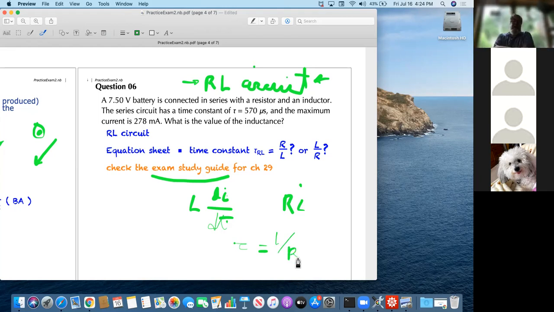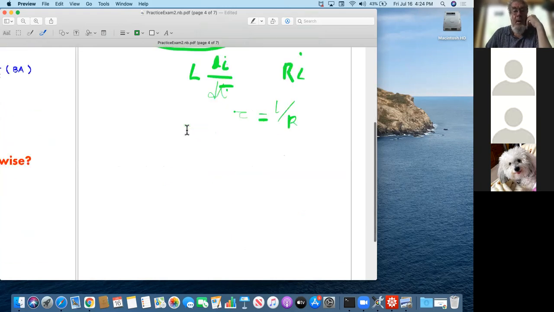So you could figure it out if you didn't have it written down on your equation sheet, but better to find the important equations from the exam study guide. Okay.